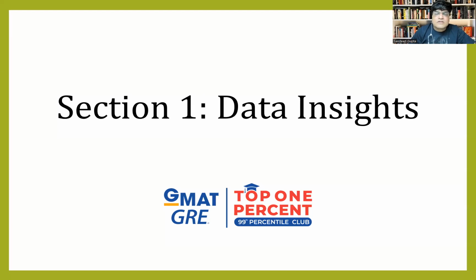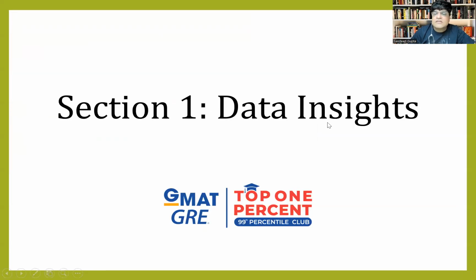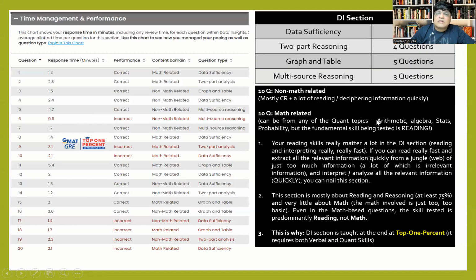So let's see what is happening on the actual exam right now. If you look at all the 20 questions in the section called data insights, because this is the biggest mystery people have, there are 5 types of questions. One is data sufficiency, one is 2-part analysis. Look at this table, 2-part. One is graph and table, and one is multi-source reasoning. Same types of questions are coming.